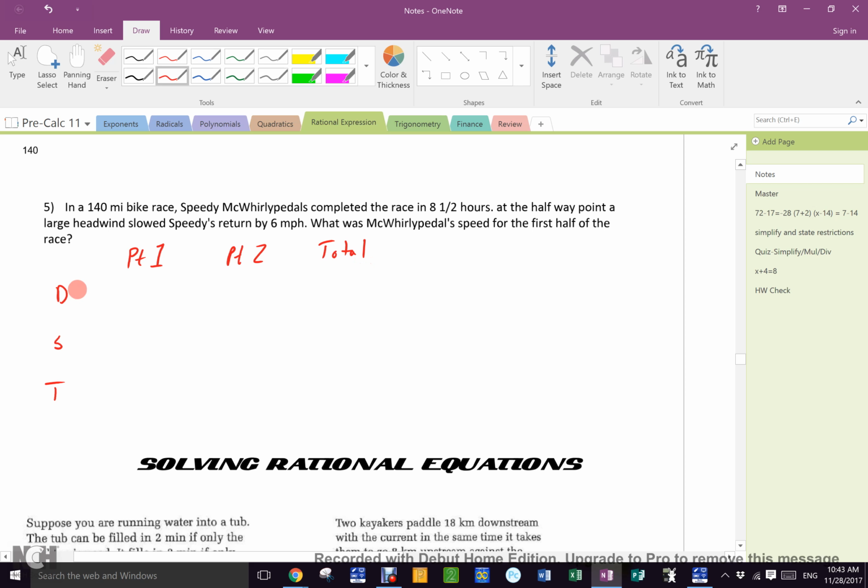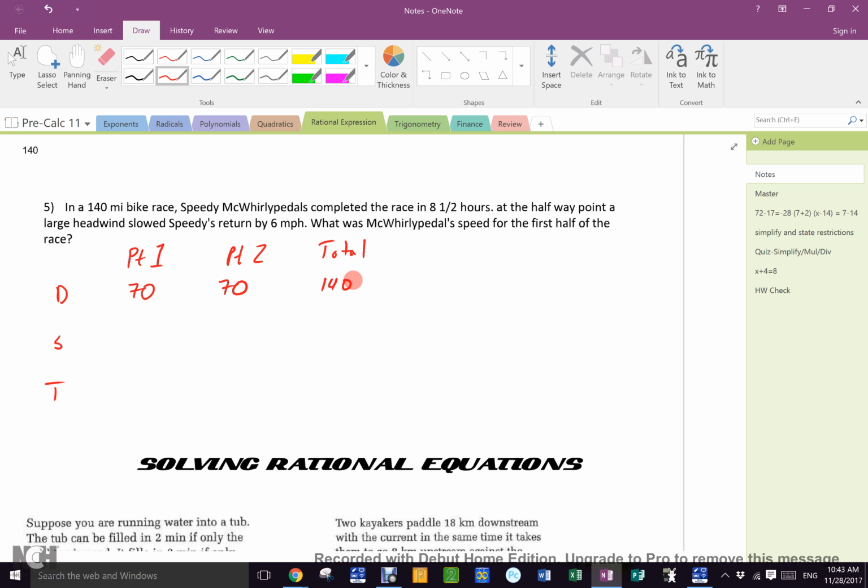What is his distance for the first part of the race? Read the question, talk to your neighbor if you need to. 70, excellent. What is his distance for the second part of the race? 70, obviously, for a total of 140 miles. Everybody cool with that?